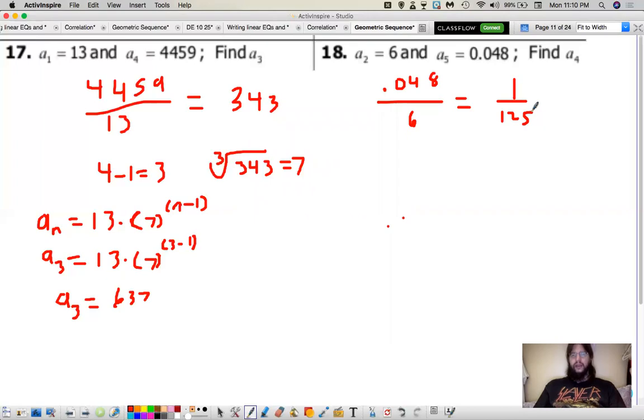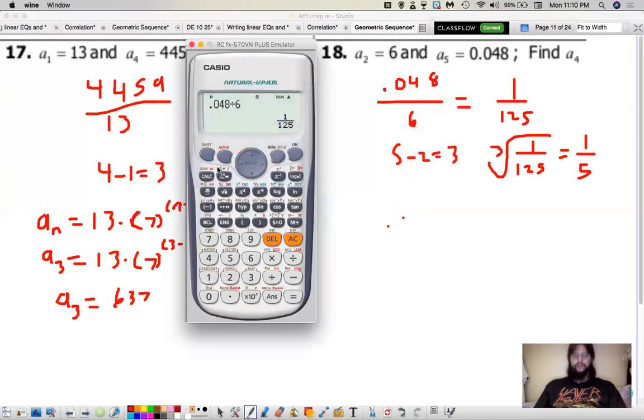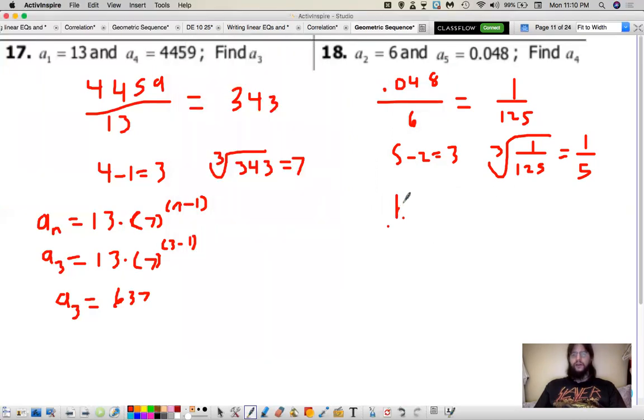Okay. Now, how many spaces did we move? 5 minus 2 is 3. So I'm going to take the cube root of this thing right here. I know. Do you know? It's 1/5. So we know this is R. That's what we are. R is 1/5.